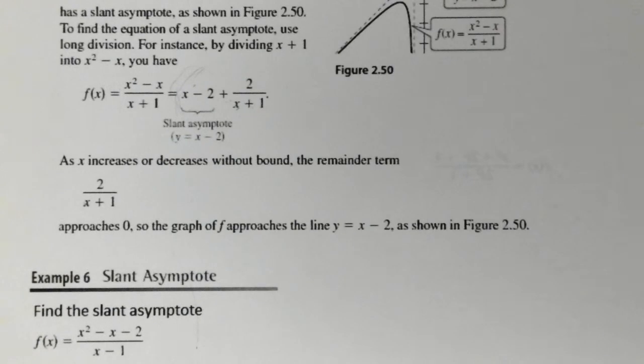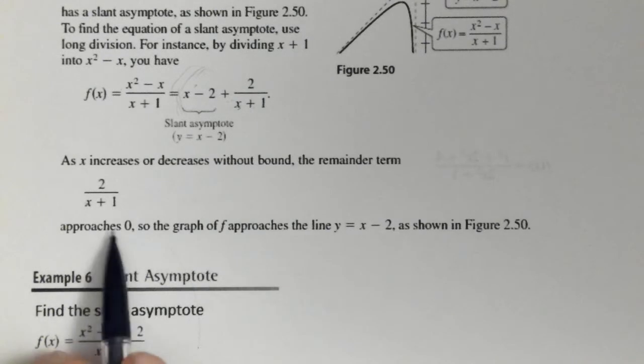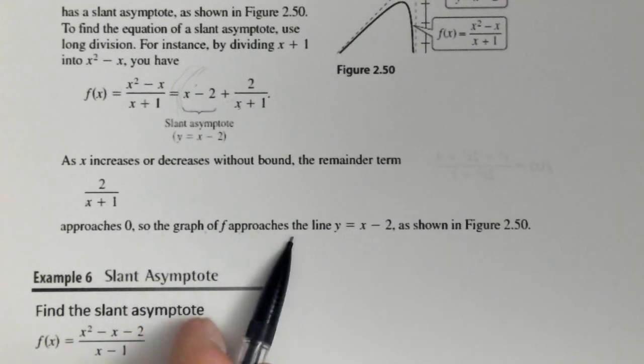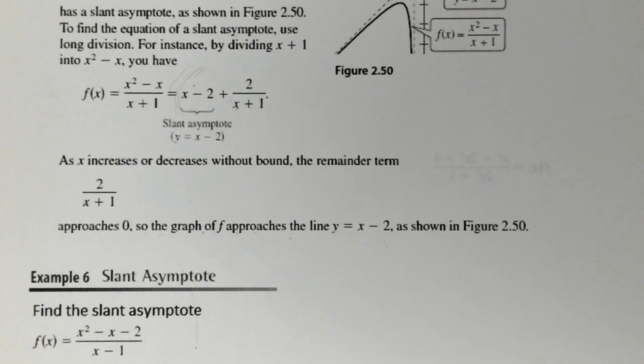Alright. Let's see. So again, the graph of f approaches the line y equals x minus 2. Alright, so there you go.